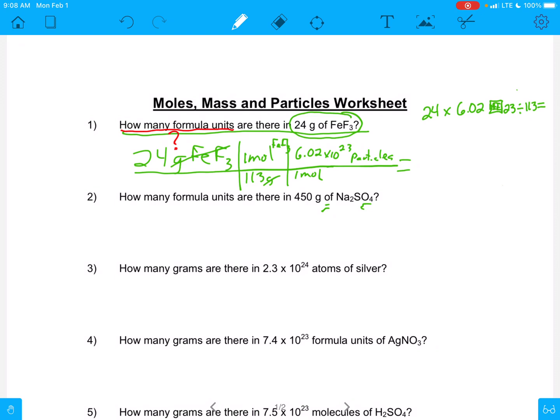And when you do, you're going to get the answer. And the answer, hold on here, let me get it for you. On my calculator, it's going to be 1.3 times 10 to the 23rd particles of FeCl, or FeF, not Cl, FeF3. And that would be your answer, okay?